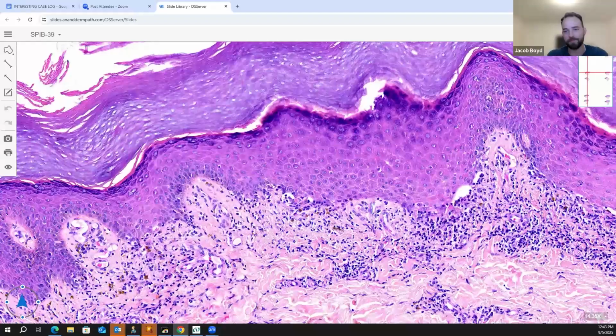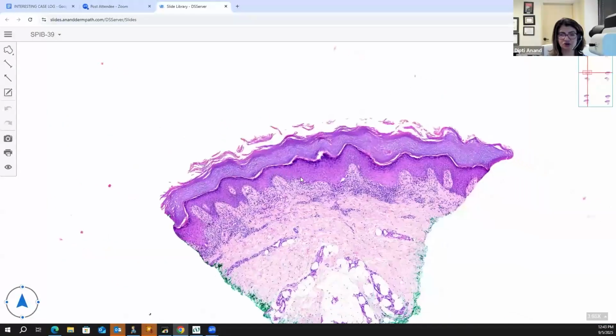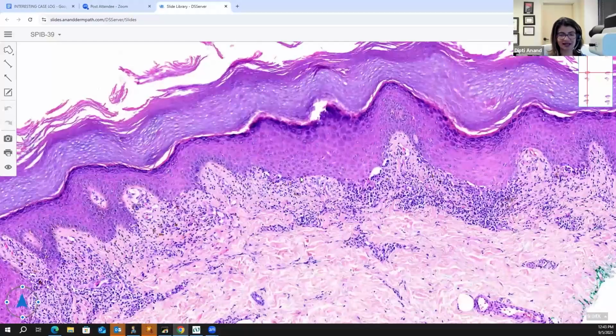Okay. So you can see here the nice irregular rete ridges. You described it very well, Jacob. There's nothing more that I added to it. This is classic for LP. So if anybody had any doubt that they could not recognize this, you should go back and look at it because this is pretty classic for LP.